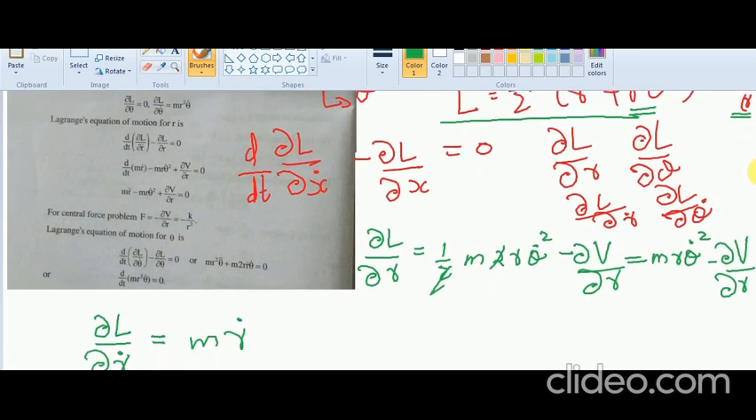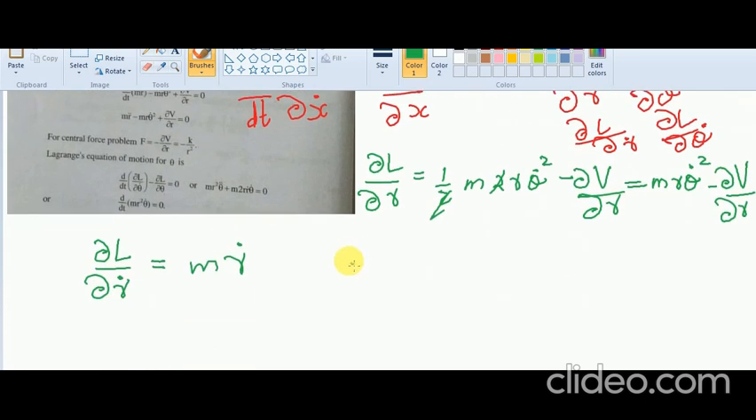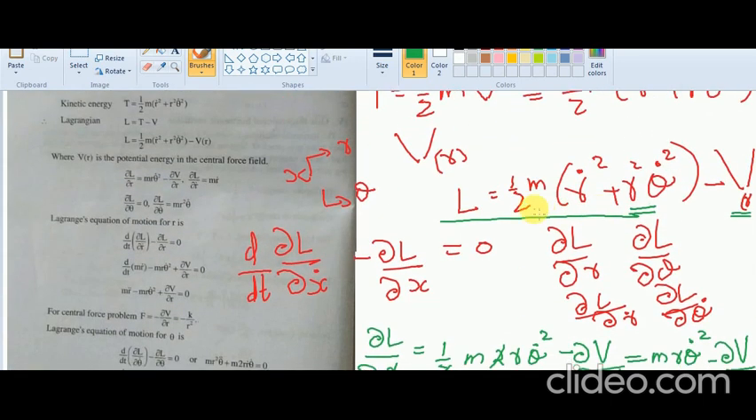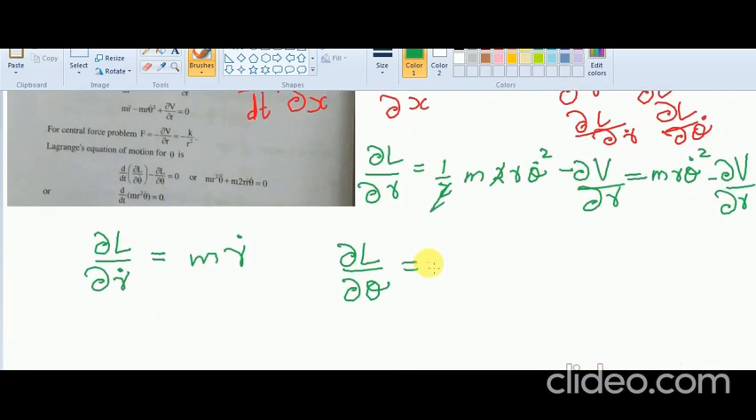Now we have to find the same for theta: dou L by dou theta and dou L by dou theta dot. Okay, so dou L by dou theta. Let us see in the expression for L, are there any thetas? No. The first term is the r dot term, the second term has r and theta dot, and the third term is a function of r. So there is no term including theta. Therefore, when you differentiate L with respect to theta, you will get an answer 0.